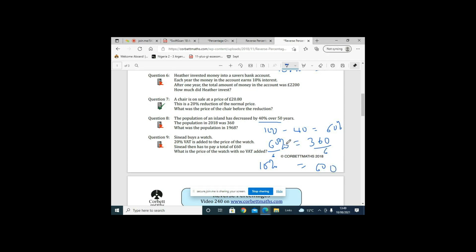No. So another method is this. When you take away 100 minus 40, you get 60. Now change this one to decimal. What is 60% to decimal? It's 0.6. So you now do with the calculator, 360 divided by 0.6. What do you get?